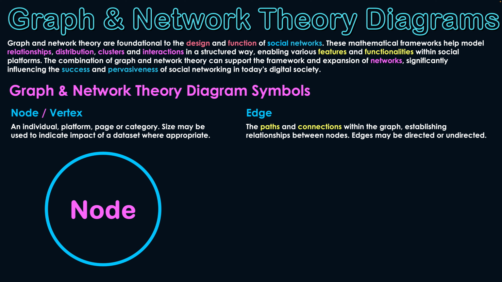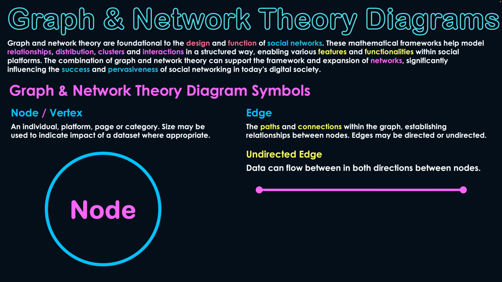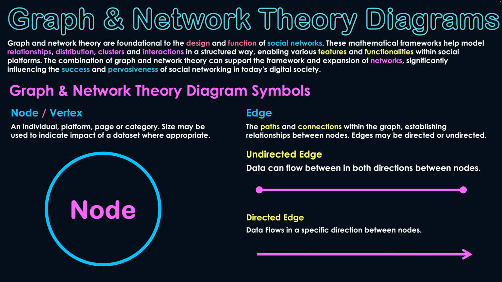Now, as I just wrote there, we have two different classifications of edges. We have an undirected edge, which has no arrowhead, which means data can flow in both directions on each side of the edge. So that could mean two users can send data to each other. And then we have a directed edge, where you clearly see an arrowhead, which means data specifically flows in one direction. And that could be a platform specifically broadcasting out to users, but users can't respond.